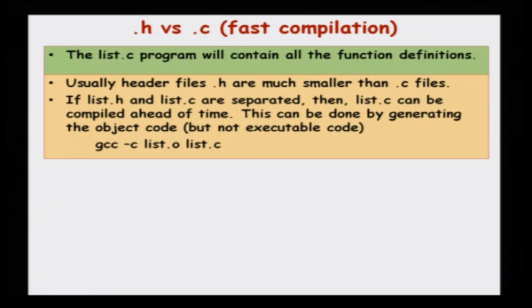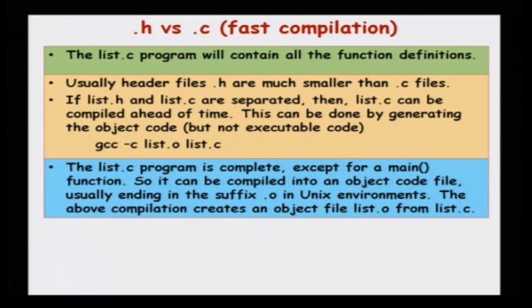Okay. Now, notice that list.o in this case will not be executable. It is just an object file that can be used to build executables. Now, the list.c program is complete except for a main function. So, it has a lot of functions. It defines all the functions that list.h has declared, plus optionally some more functions, and it can be compiled to produce object code, but it cannot be compiled into executable code because it does not have a main function.